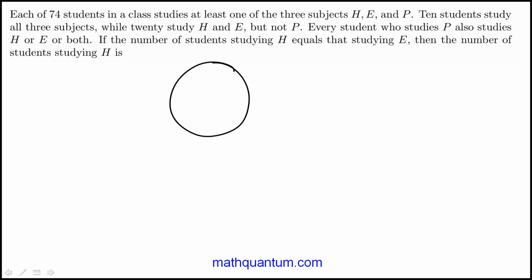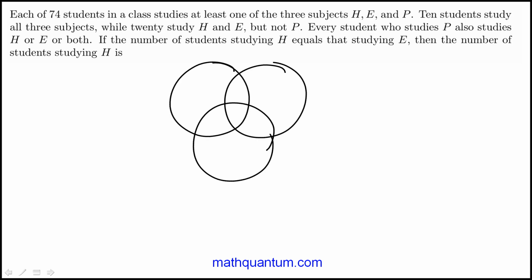So when you read this question, you immediately recognize that this is a triple Venn diagram problem. And if these are my three categories, then we're told that 10 study all three. This here is students who are studying H and E but not P, that would be the region here, because this is students studying H and E, and this region excludes P, so that would be 20.